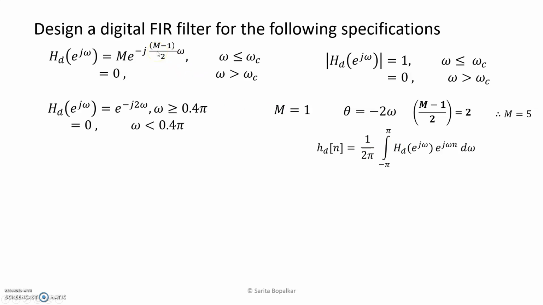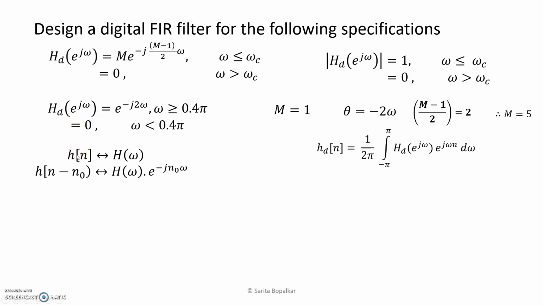And when you put the complex form e raised to minus j (m minus 1)/2 omega in place of HD e raised to j omega in the inverse Fourier transform, the signal which we get is the sinc pulse, but it is already shifted by (m minus 1)/2. So in the next step, there is no need to add the shift, as it is already shifted and already causal. You only have to make it finite by multiplying by the window function. Let's see how the shift is already added.